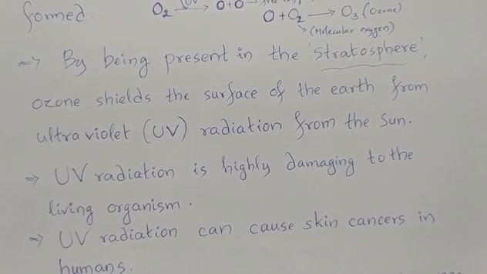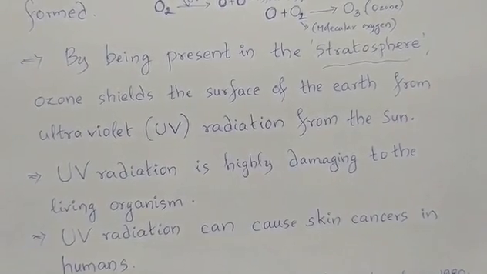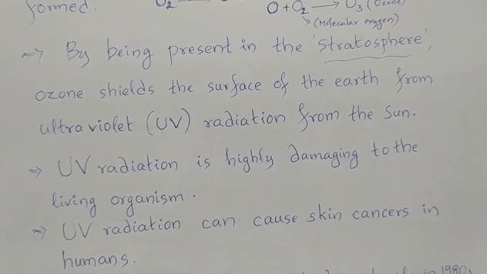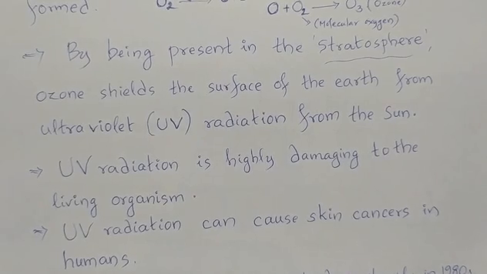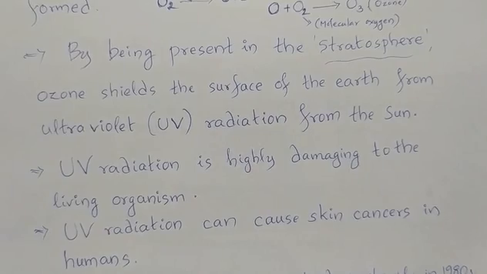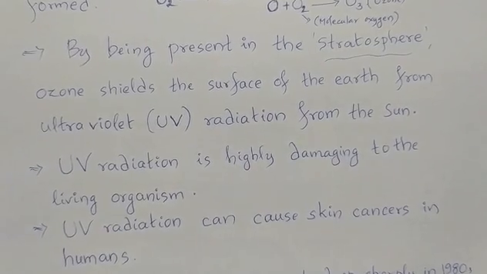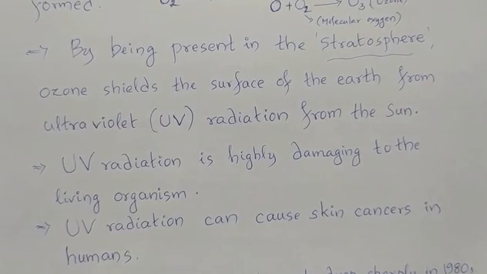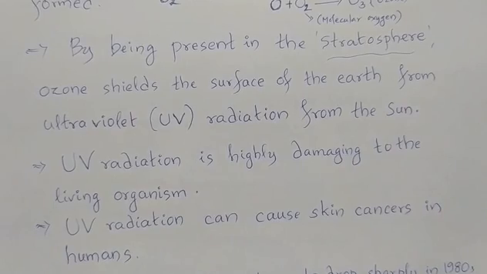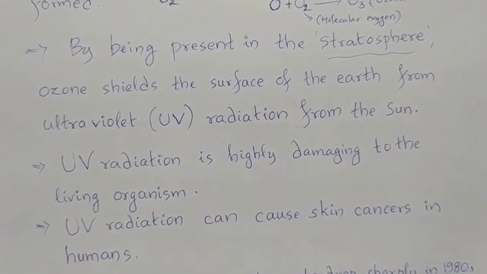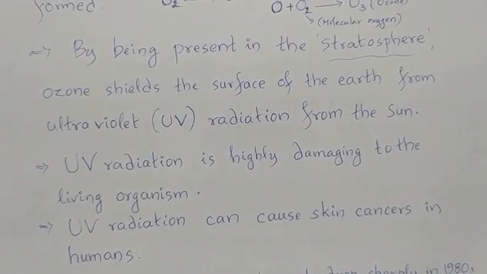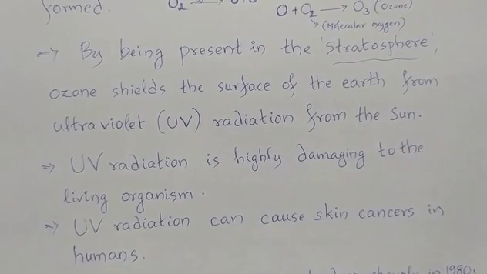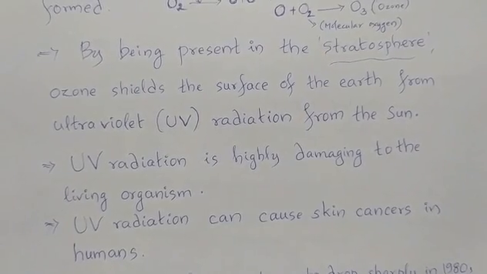By being present in the stratosphere, ozone shields the surface of the earth from ultraviolet radiation which is coming from the sun. Why is ultraviolet radiation specifically discussed here? Because ultraviolet radiation is highly damaging to living organisms. UV radiation can cause skin cancers in humans.